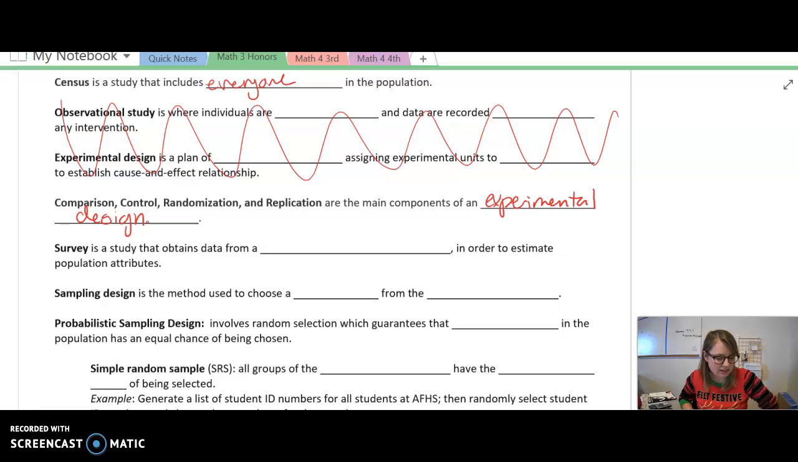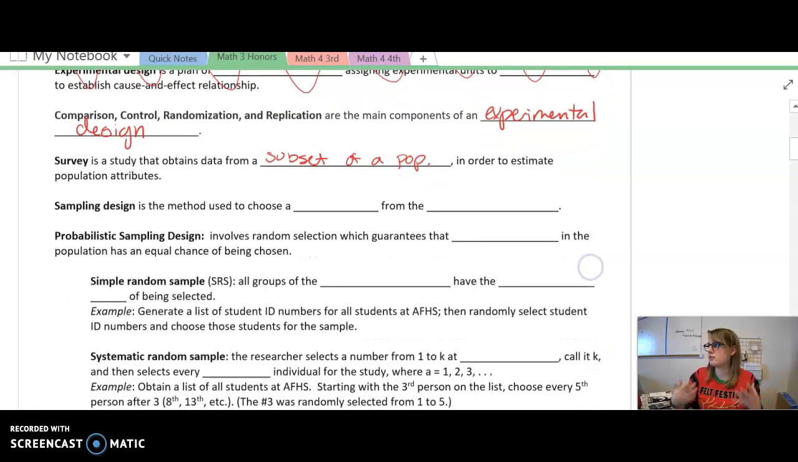Survey is a study that is obtained from a subset of a population, okay, in order to estimate population attributes. So one thing that they do for the census is send out a survey. Or, you can get surveys from restaurants, like asking how your meal was or whatever, something like that.